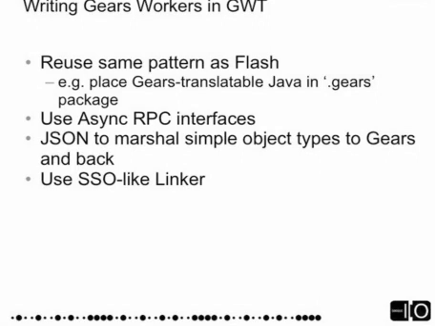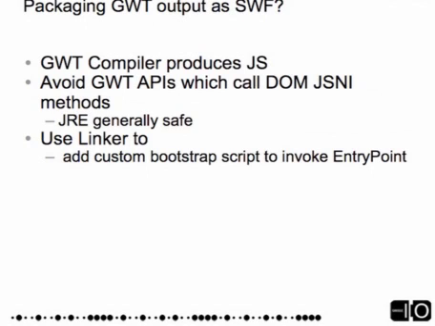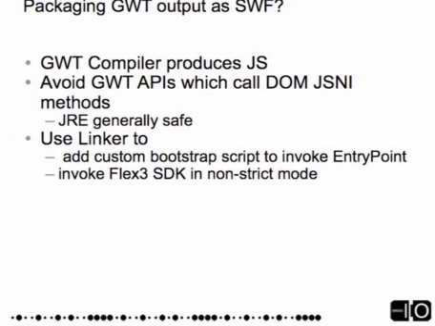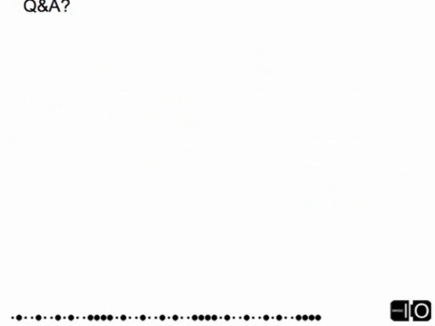But we can use an SSO-like linker to produce a simple script that will run as a Gears worker. And basically, we just do recursive compilation again. So we do the same thing we did with Flash, only the step that's missing is the invoking of the Flex3 SDK compiler. So, let's see. I think that is about it.